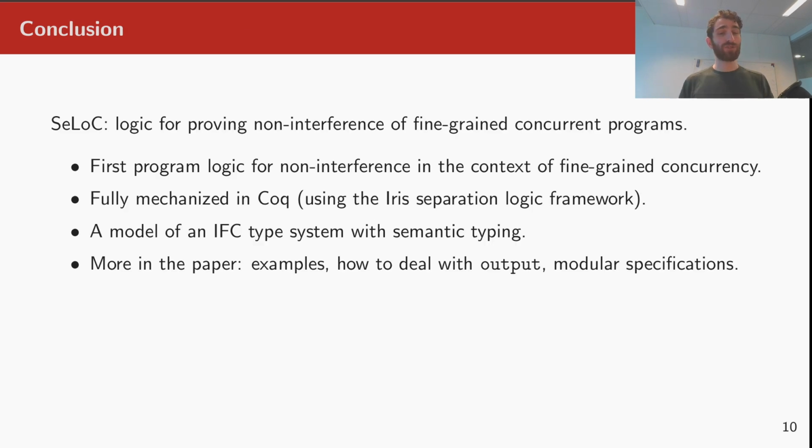So, in conclusion, we have presented CLOC, a novel relational separation logic for proving non-interference of fine-grained concurrent programs. To our knowledge, it is the first program logic to tackle non-interference in the context of fine-grained concurrency. It is fully formalized in the Coq proof assistant, including all the examples and utilizing the powerful Iris separation logic framework. We have shown how to construct a model of an information flow control type system using the methodology of semantic typing. Please see the paper for more examples and a more thorough explanation.